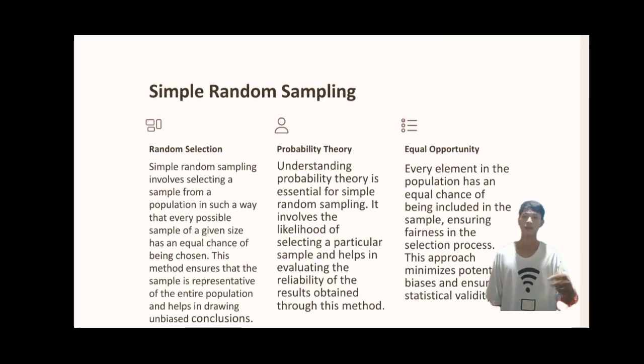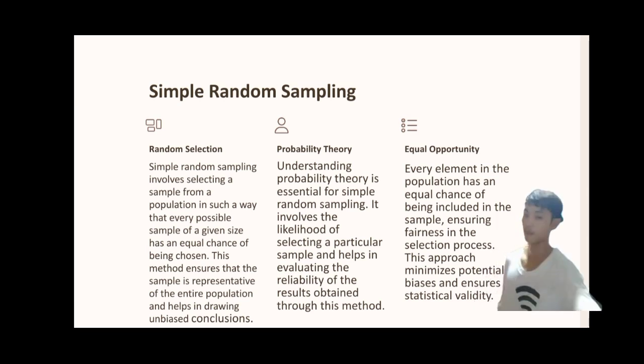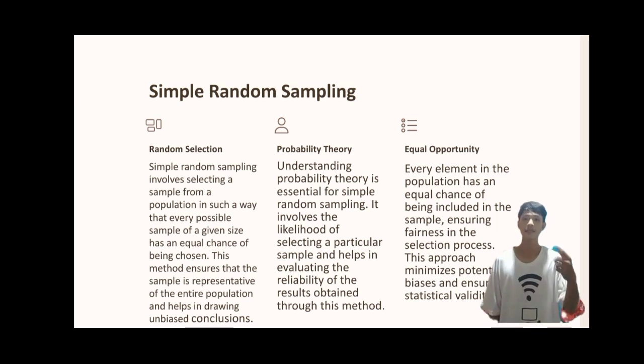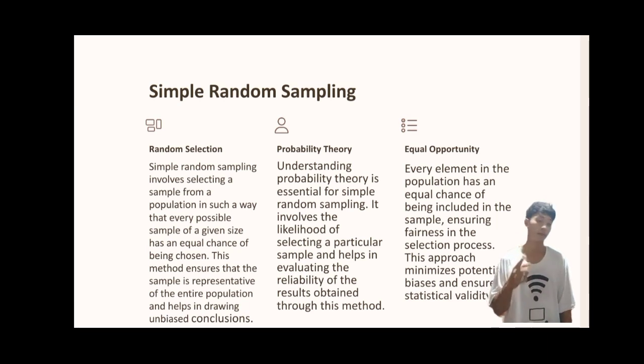Random selection. Simple random sampling involves selecting a sample from a population in such a way that every possible sample of a given size has an equal chance of being chosen. This method ensures that a sample is as representative of the entire population and helps in drawing unbiased conclusions. So, with random selection, the researcher randomly chooses the participants of the population.